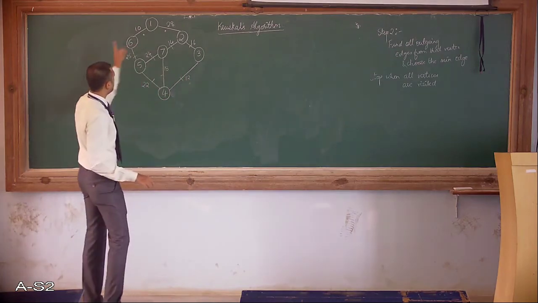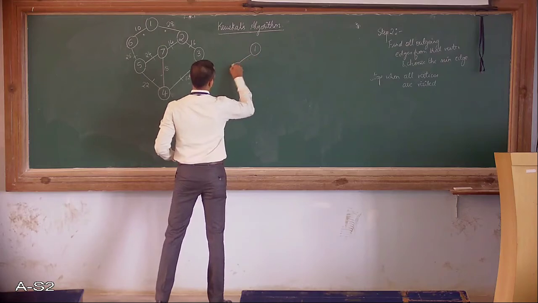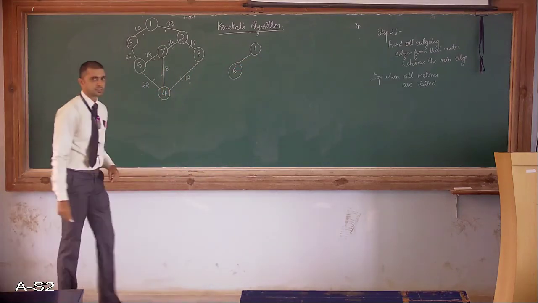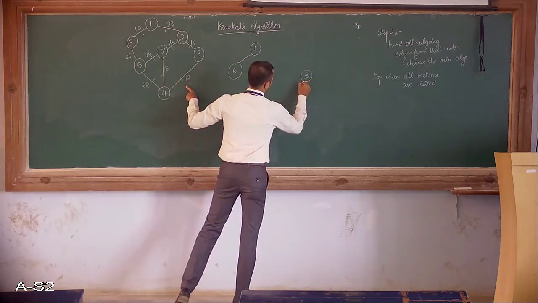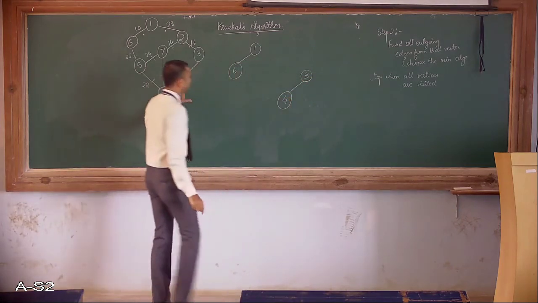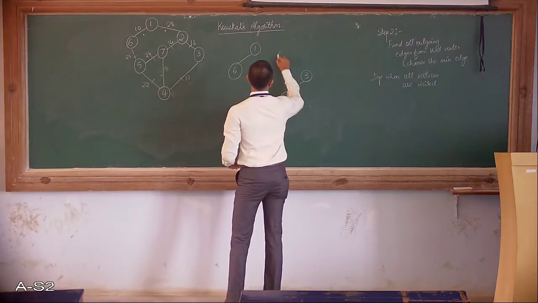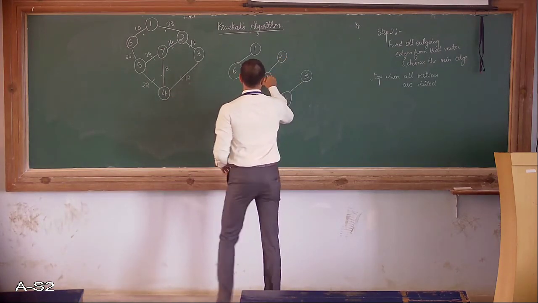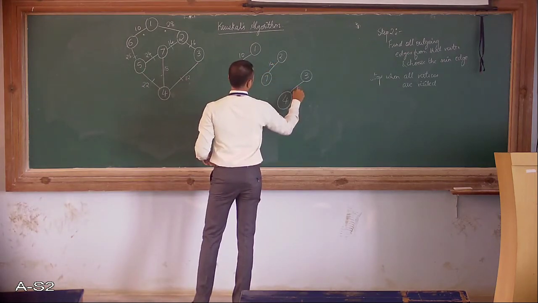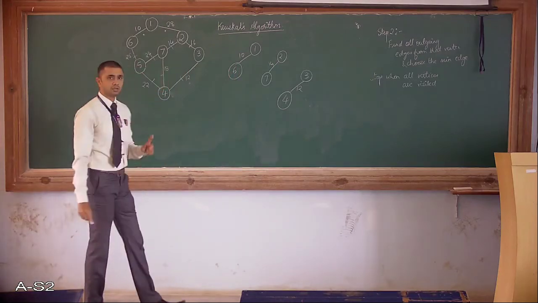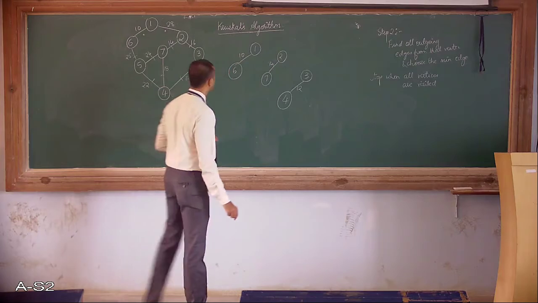So which is the minimum weight in this graph? This one, 1 to 6. Next minimum, 12, so 3 to 4. The next minimum, I think 14, so it is 2 to 7. Please write down the weights: this is 10, this is 14, this is 12. So we are visiting these edges based on the increasing order of their cost.